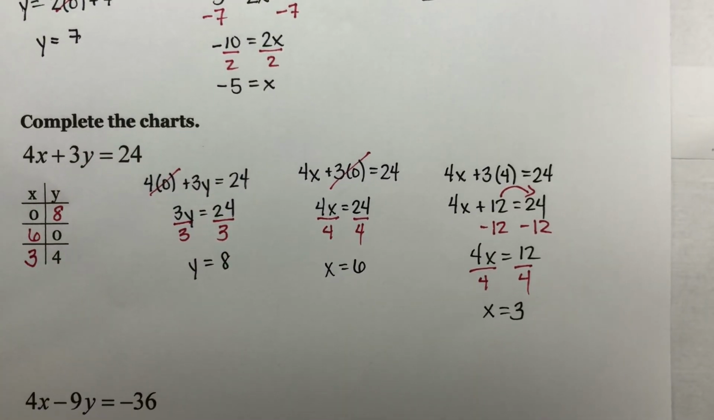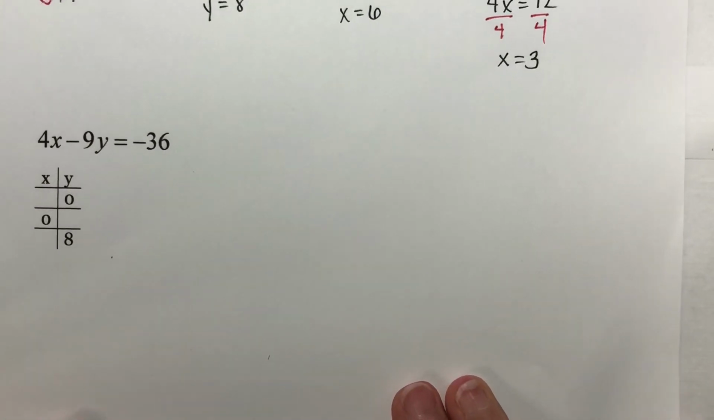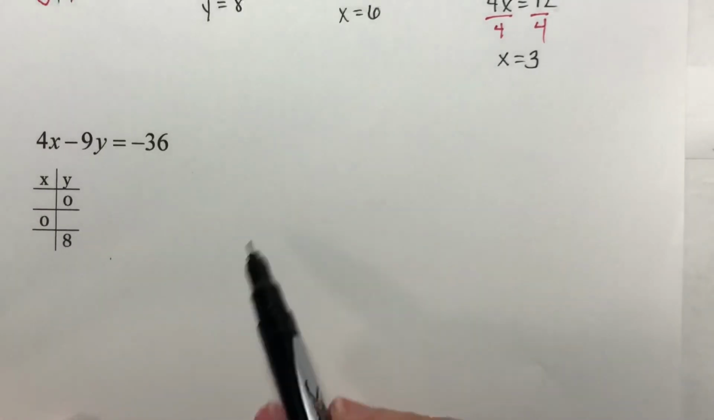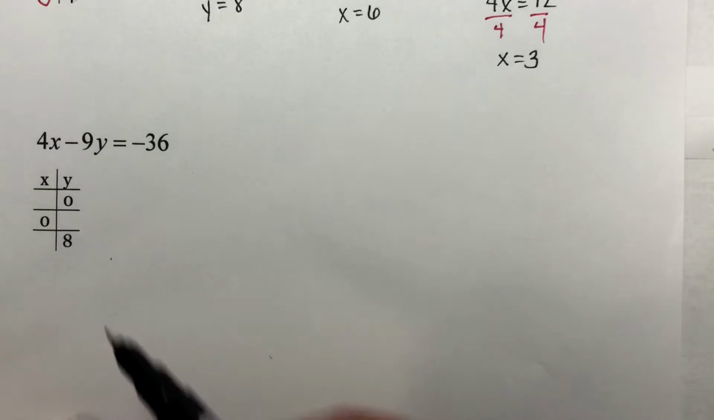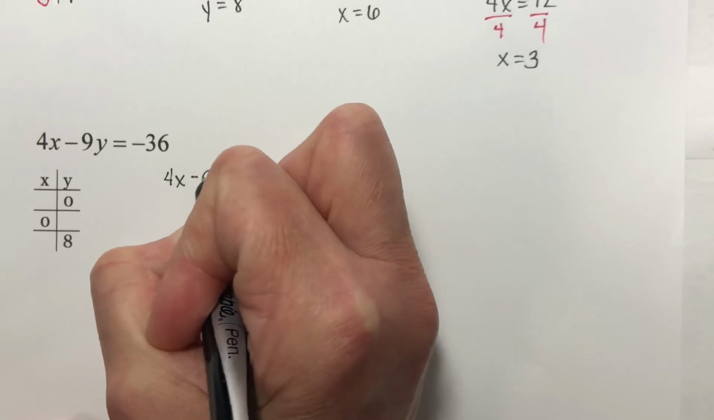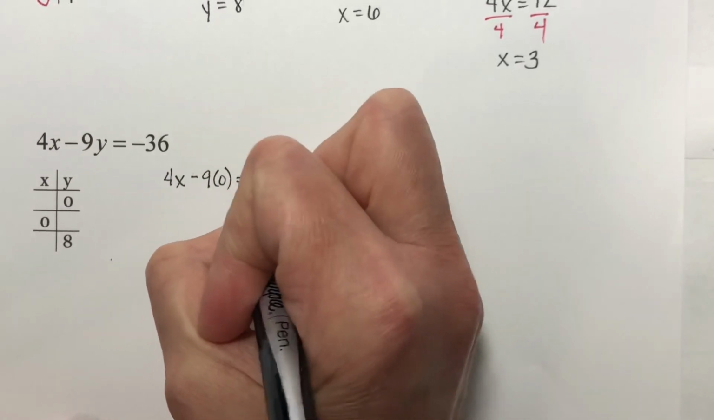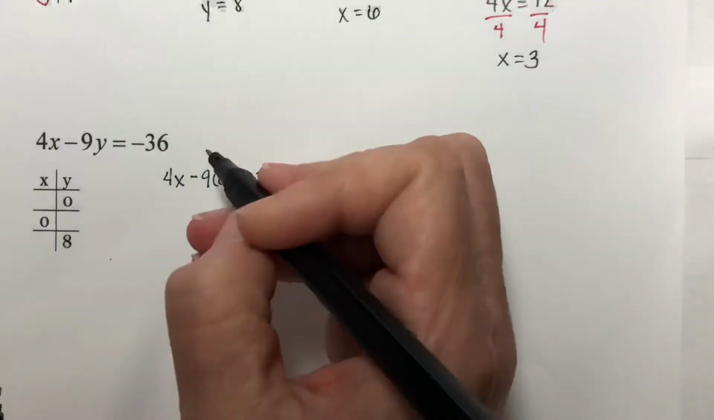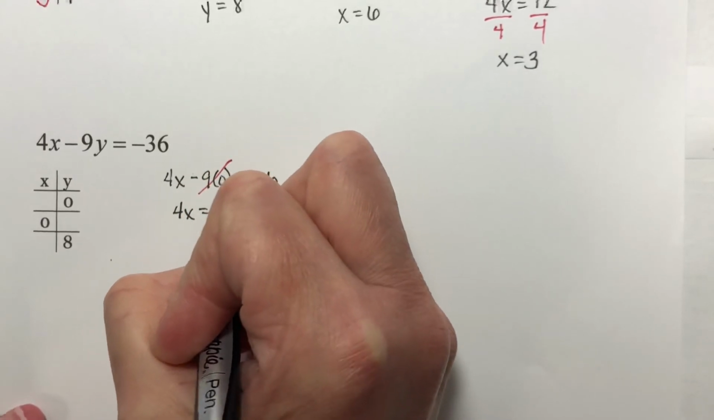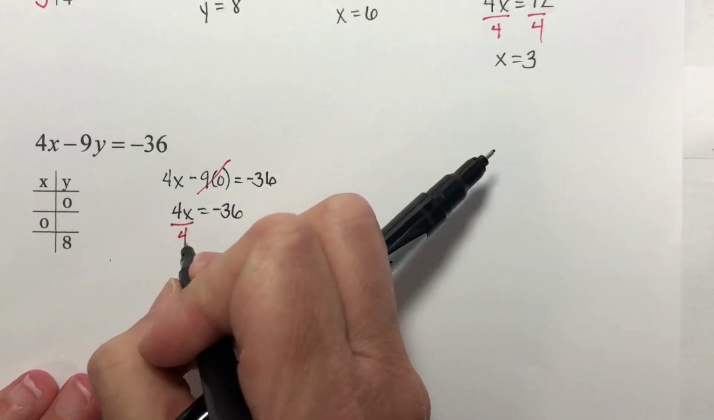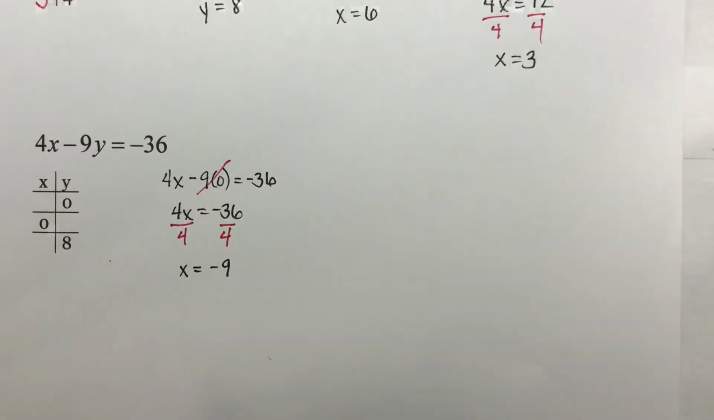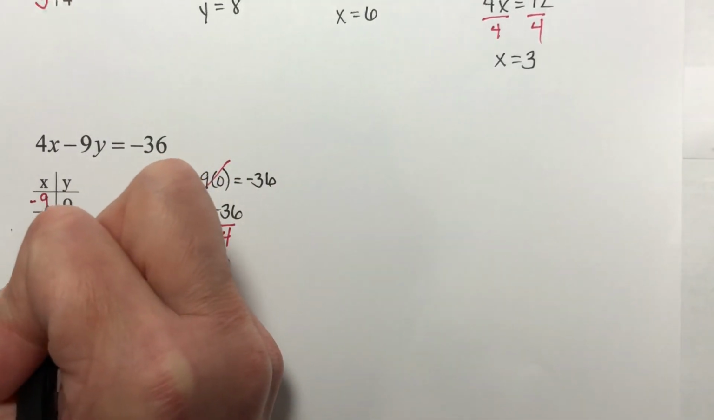Okay, so let's look at one more, and it's basically the same type of problem. We again have the chart. We're given some information. We're supposed to plug in what we're given and find the value that pairs up with it to make it true. For the first one here, we're given that y equals 0. So I would have 4x minus 9 times 0 is equal to negative 36. 9 times 0 goes away. I have 4x is equal to negative 36. Divide both sides by 4. Negative 36 divided by 4 is negative 9. So a negative 9 would need to go right there.